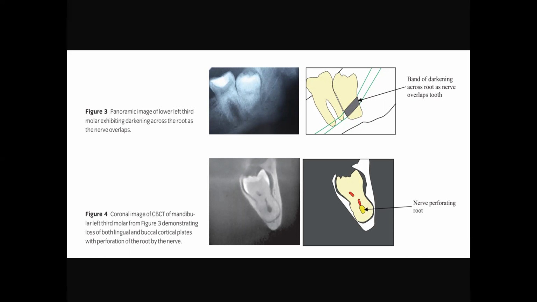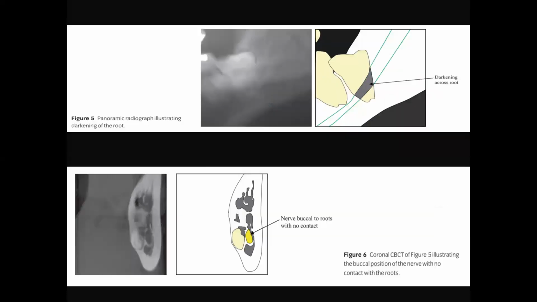Now it is not necessary that it could be the roots. If the roots would have been buccal, then the structures would have been visible, but since they are not, it is passing through and through the structure, that's why it is not visible. And another thing is again a darkening of the shadow, and the nerve is present on the buccal side with no contact.